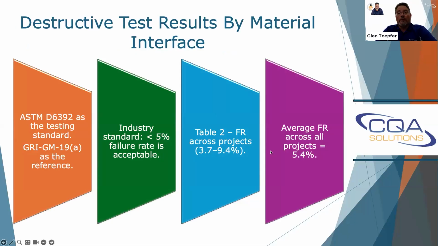Kind of a summary here. Some other information too that's pertinent is the testing was done in accordance with ASTM D6392, and the results were compared to GRI GM19. Back then it was GM19, now it's GM19A, as the reference for whether they passed or failed. Again, industry standard failure rate, 5% or less is typically what's acceptable. But we were seeing failure rates of 3.7 to 9.4% on these projects, and the failure rate average across all the projects was 5.4%.